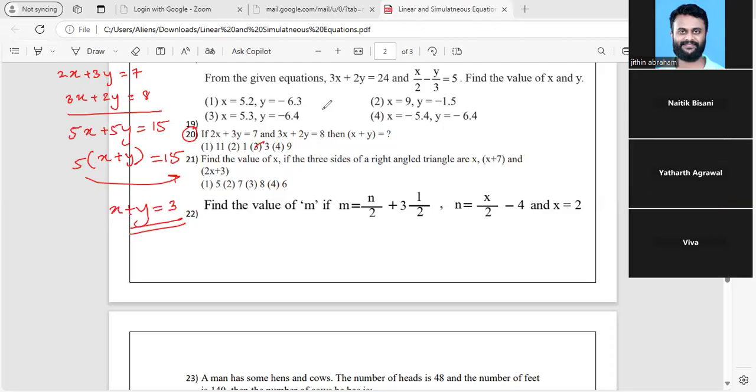Sir, can we use this for all sums where they are asking for x plus y? Yes, you can use it only if the numbers, when adding, give you the same coefficients. For example, in this case, either by adding or by subtracting, if you're getting the same numbers, here it's 5 and here also it's 5. Only if you're getting the same numbers can you do it. Otherwise, you cannot. Okay, sir.